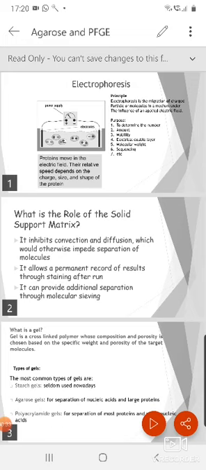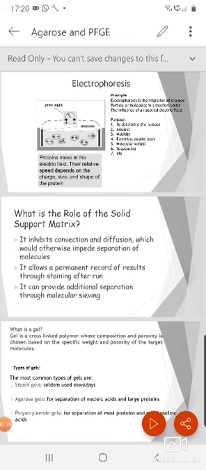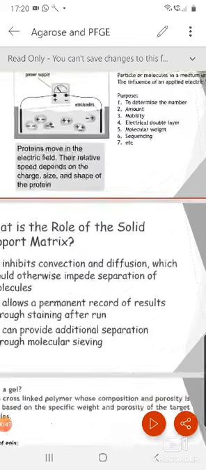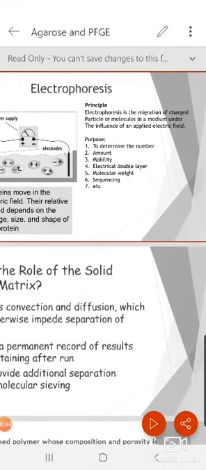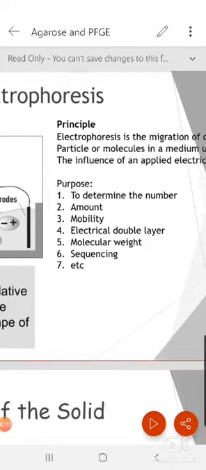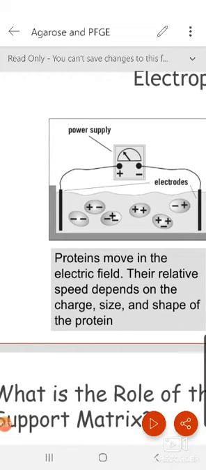We will start with the concept of gel, and then gel electrophoresis and the different types of gel electrophoresis. We will start with the principle. Electrophoresis is the migration of charged particles or molecules in a medium under the influence of an applied electric field. Typically, we are seeing here a chamber where the two electrodes are linked with the power supply. The charged molecules are there in a solution.